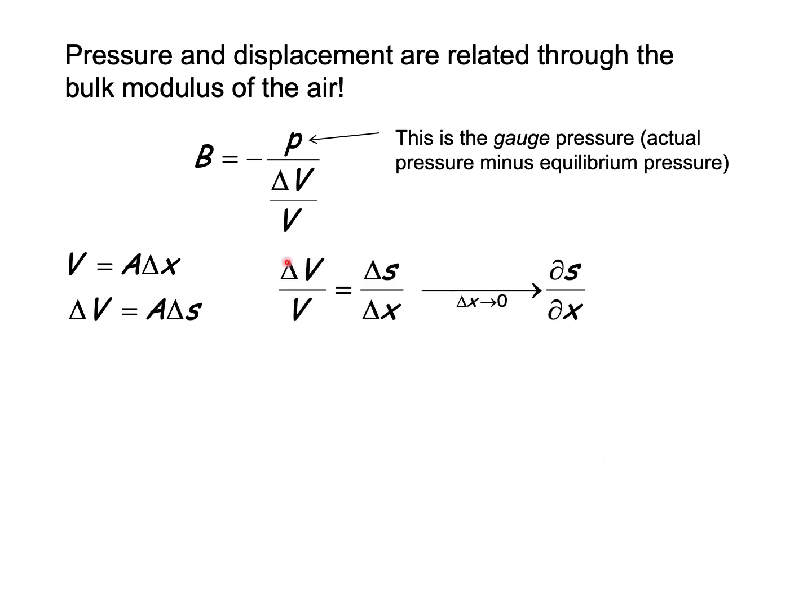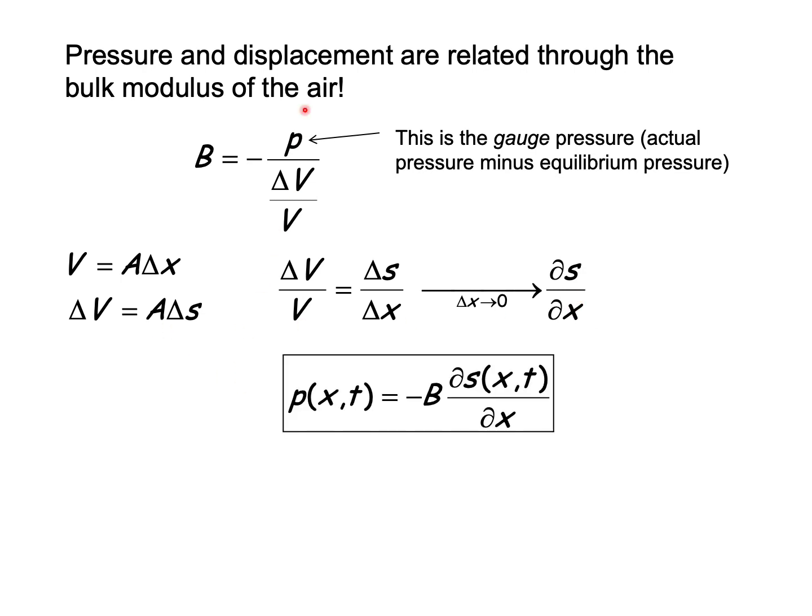We can now write delta V over V as being A delta S divided by A delta X, which reduces to delta S over delta X. And we can take the limit as delta X goes to 0, and we get that delta V over V is just equal to the derivative of the displacement with respect to position X. And now we can take this relationship, rewrite it as the gauge pressure equals negative B times delta V over V, which is equal to negative B times del S over del X, the first derivative of S with respect to X.